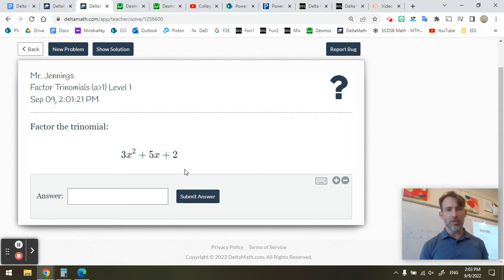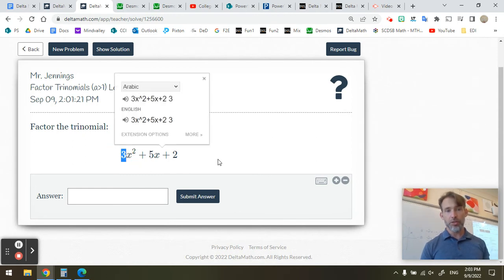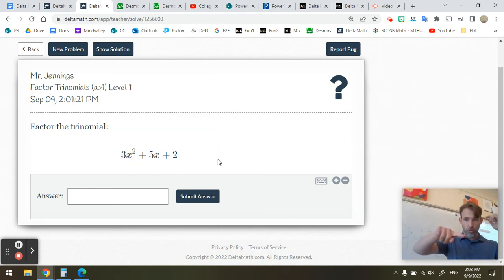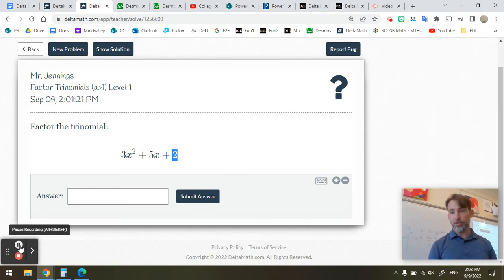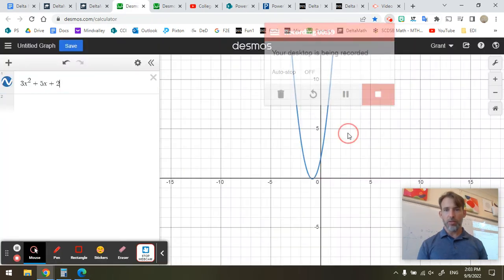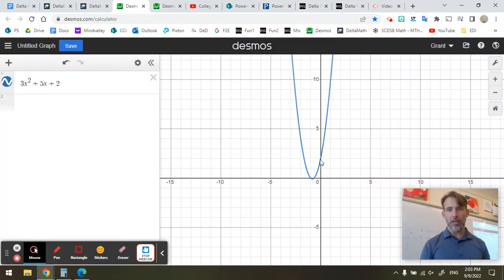Now, with these types of things, we can always start with a visualization. I know that this parabola opens upwards, so it's quite stretched. It's quite narrow because it has a stretch factor of 3. It's crossing the y-axis with a slope of 5, so it's growing, and it crosses the y-axis at 2. So if I input that into Desmos, you'll see all of that.